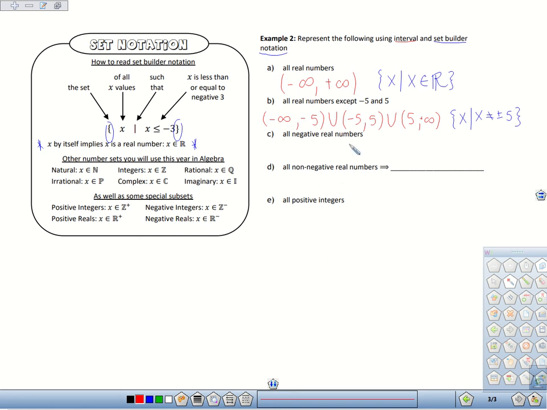So all negative real numbers are going to be numbers that are less than 0. So when we're talking about interval notation, that's going to be -infinity all the way up to 0. Now, is 0 a negative number? No, so we're not going to include it. That's why we use a curved bracket. Now for set builder notation, that's going to be x such that x is less than 0.